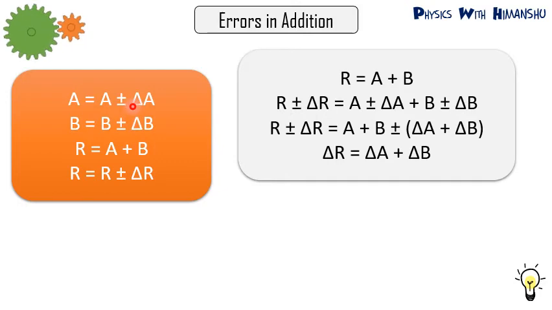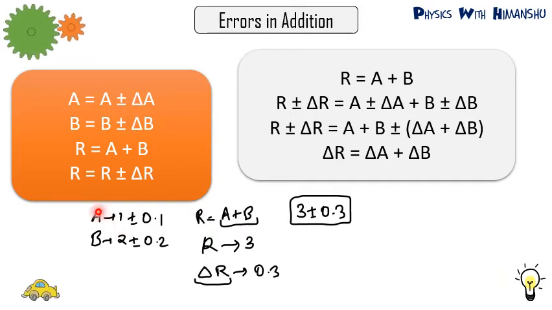We will understand this from this example. Suppose we have A equal to 1 plus minus 0.1, B equal to 2 plus minus 0.2, and R is equal to A plus B. So the value of R will be A plus B, that is 1 plus 2, 3, and the error in R will be equal to the error in A plus the error in B. That is 0.1 plus 0.2, that will be 0.3. So what will you report? You will report 3 plus minus 0.3. So this is the answer for your measurement.